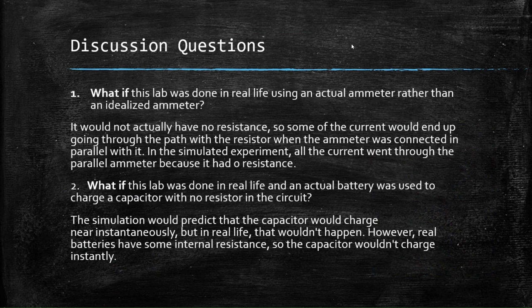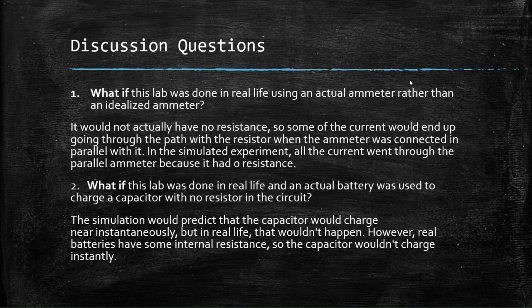And for the discussion questions: what if this lab was done in real life using an actual ammeter rather than an idealized ammeter? It would not actually have no resistance, so some of the current would end up flowing through the path of the resistor when the ammeter was connected in parallel with it. However, in the simulated experiment, all the current went through the parallel ammeter because it had 0 resistance, which is obviously not realistic.